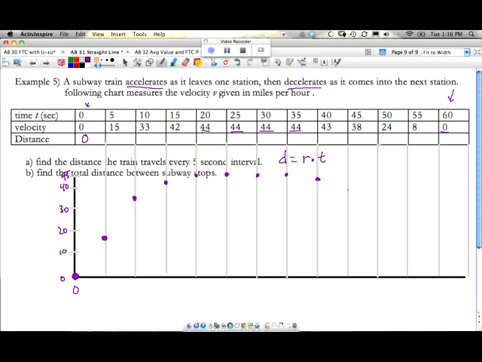At 45 seconds, we're at 38, so we're starting to dip down a little bit more. And at 50 seconds, we're down all the way to 24. At 55 seconds, all the way down to 8, so we're slowing down really fast here. And then at 60 seconds, back at 0. So down here across the bottom we got 5, 10, 15, 20, 25, 30, 35, 40, 45, 50, 55, and 60.